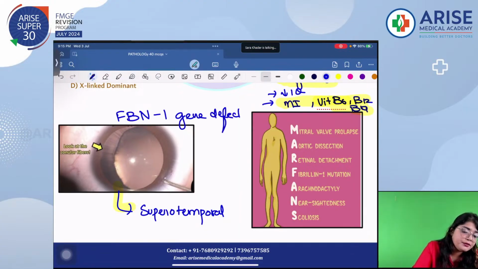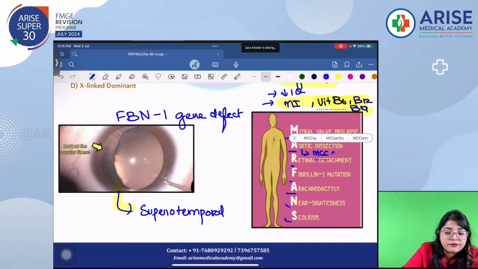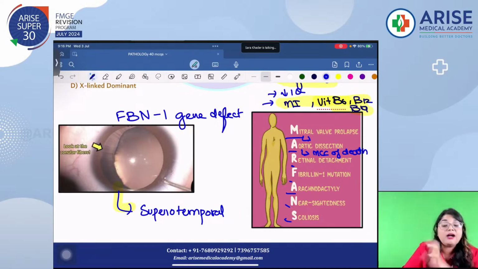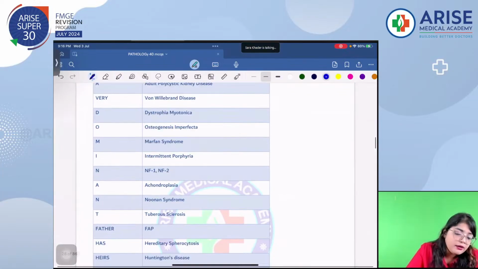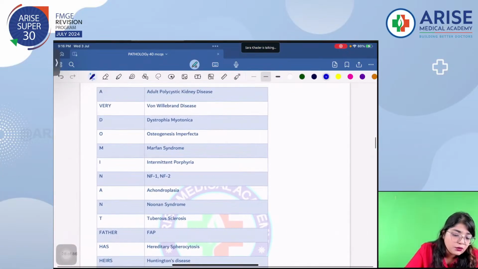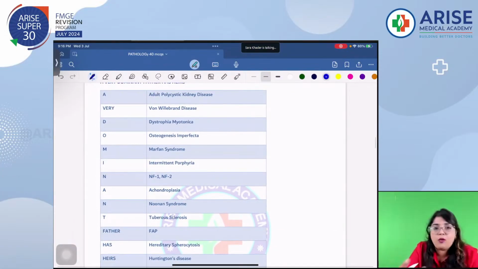Very, very important. And these are the features that you see in Marfan syndrome: arachnodactyly, spider-like fingers, retinal detachment. Aortic dissection is the most common cause of death, and the most common heart defect is mitral valve prolapse. Now, these are your autosomal dominant disorders. All of them are very important for the exam.